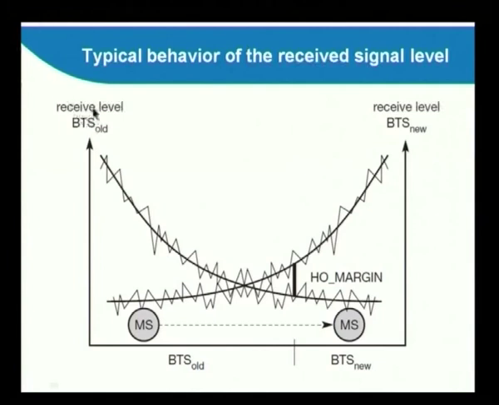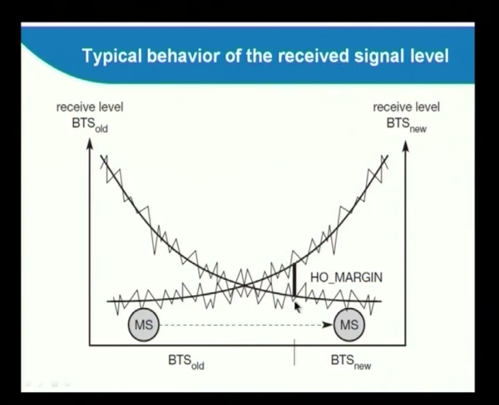Now this is the old cell phone tower, that is, the mobile station is connected with the BTS, and this is the new cell phone tower. Now the mobile station is moving in this direction, so the signal strength keeps decreasing. As the mobile station moves away from the base station, its signal strength keeps decreasing, and as it moves towards the new BTS, its signal strength keeps increasing.